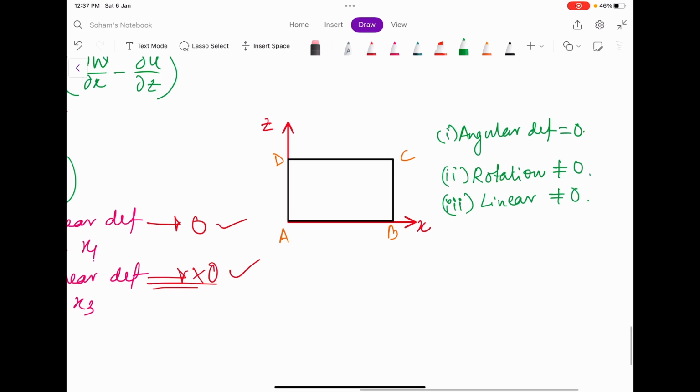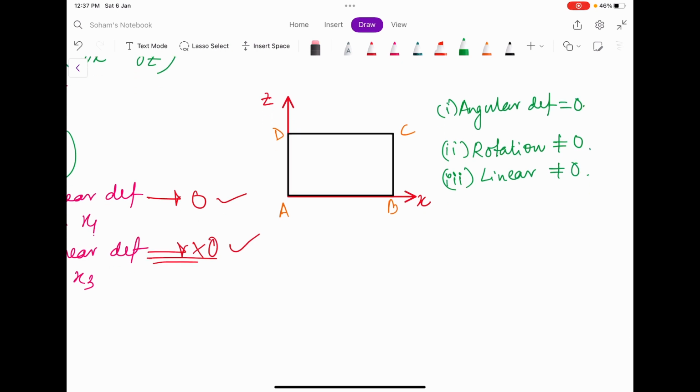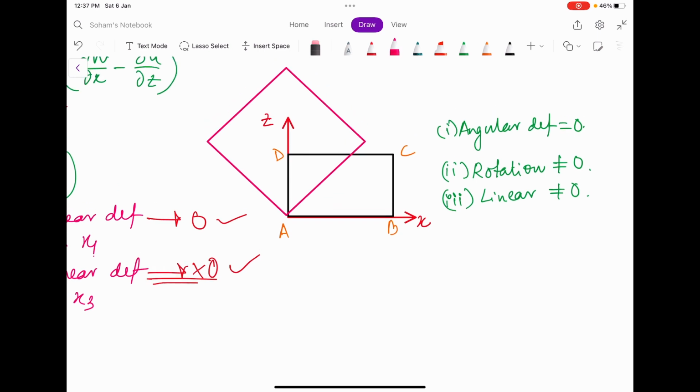Okay, so then I can readily see that there will be some rotation. So if this rectangle rotates, okay, then I can draw it maybe like this, right? Okay, now see that the angles will not change, right? Because angular deformation is the measure of change in angles. Okay, so the angles will not change, right? But linear deformation can be there.